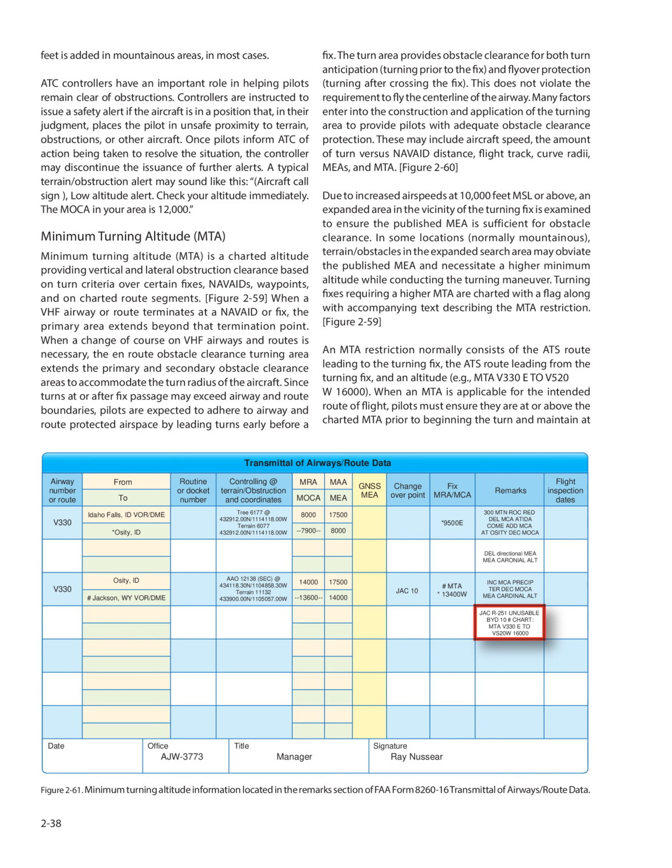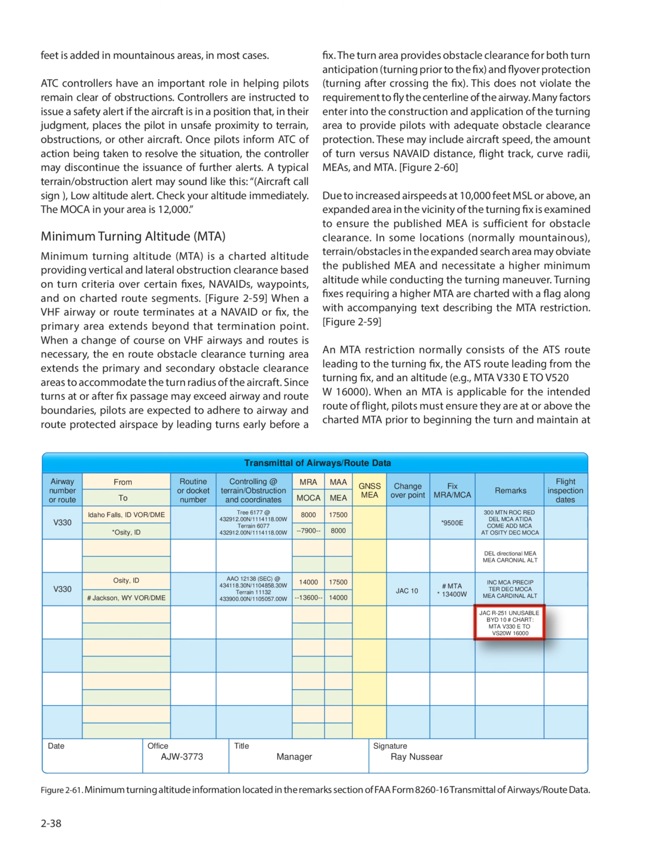Minimum turning altitude, MTA. Minimum turning altitude, MTA, is a charted altitude providing vertical and lateral obstruction clearance based on turn criteria over certain fixes, NAVAIDs, waypoints, and on charted route segments. Figure 259. When a VHF airway or route terminates at a NAVAID or fix, the primary area extends beyond that termination point. When a change of course on VHF airways and routes is necessary, the en route obstacle clearance turning area extends the primary and secondary obstacle clearance areas to accommodate the turn radius of the aircraft.